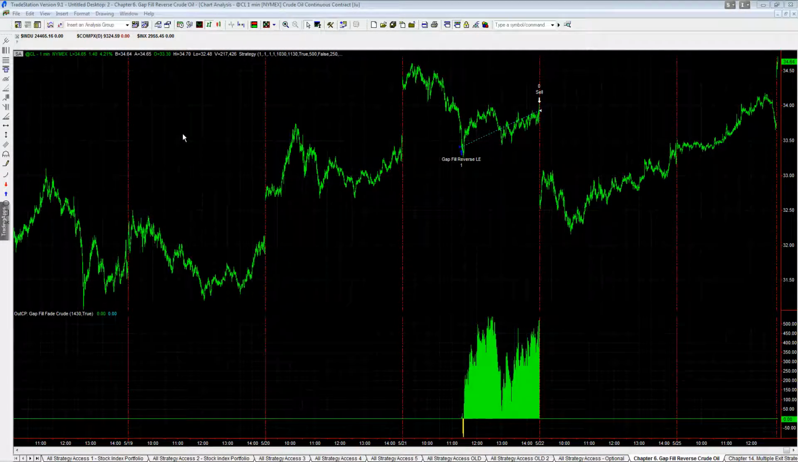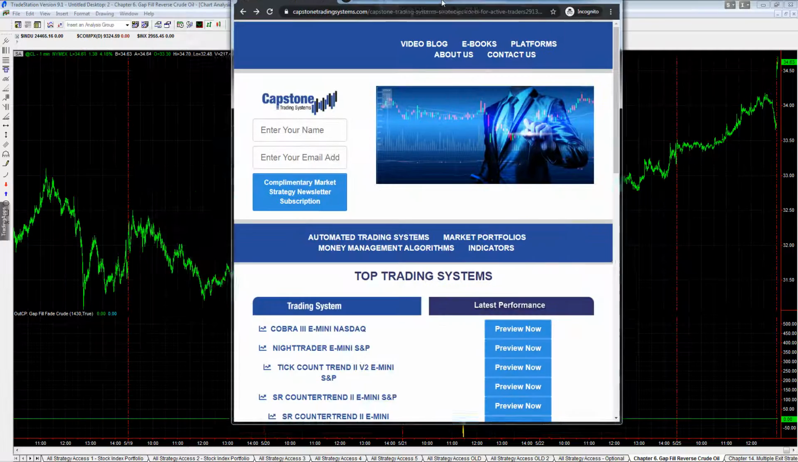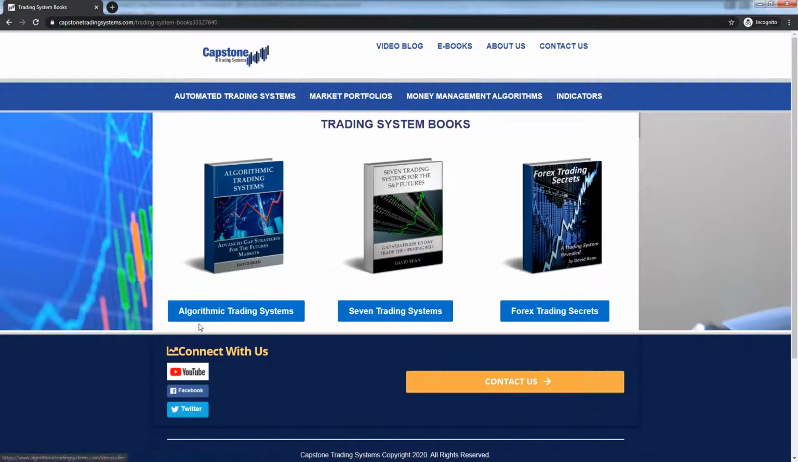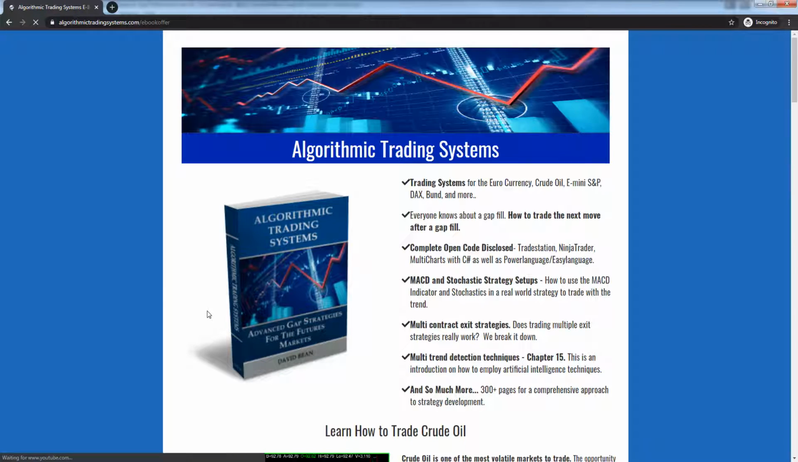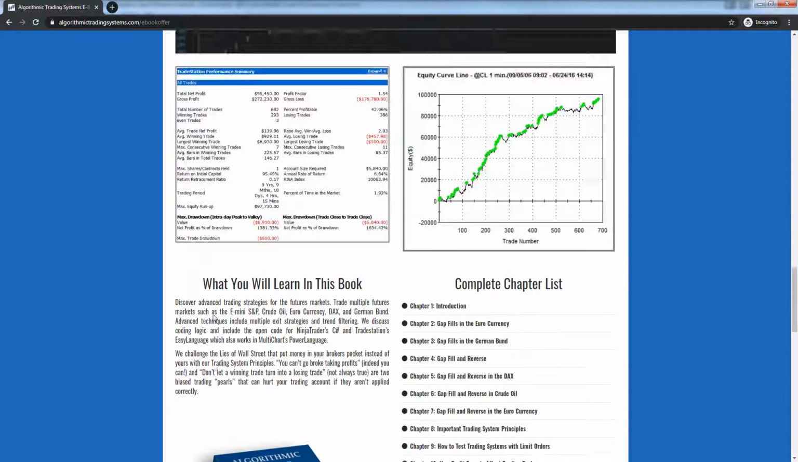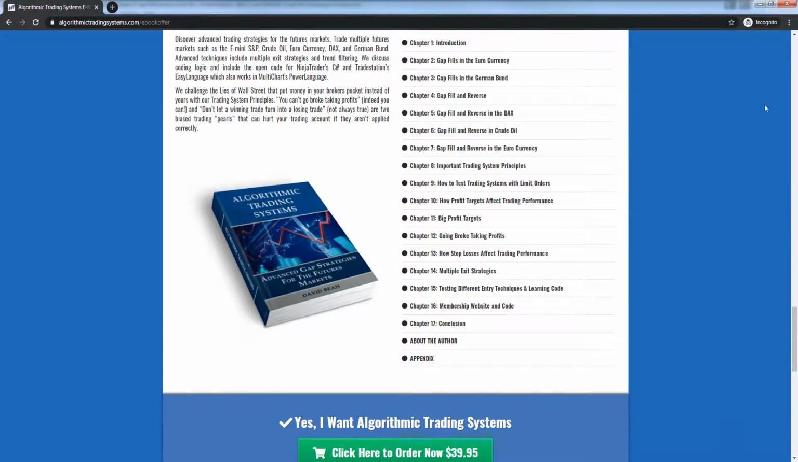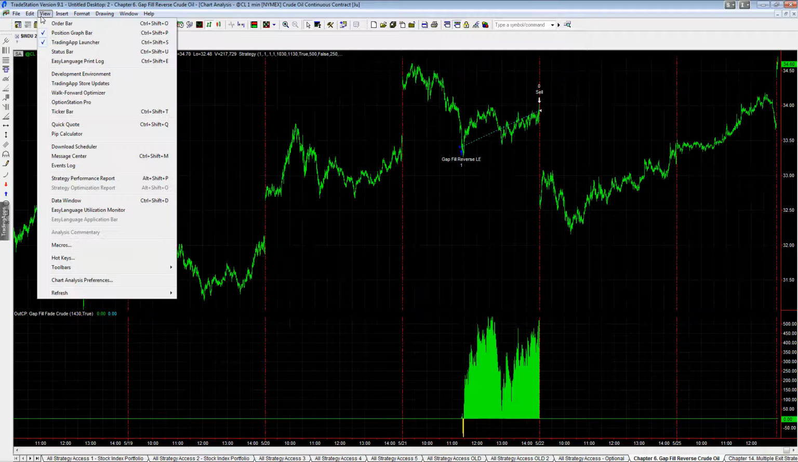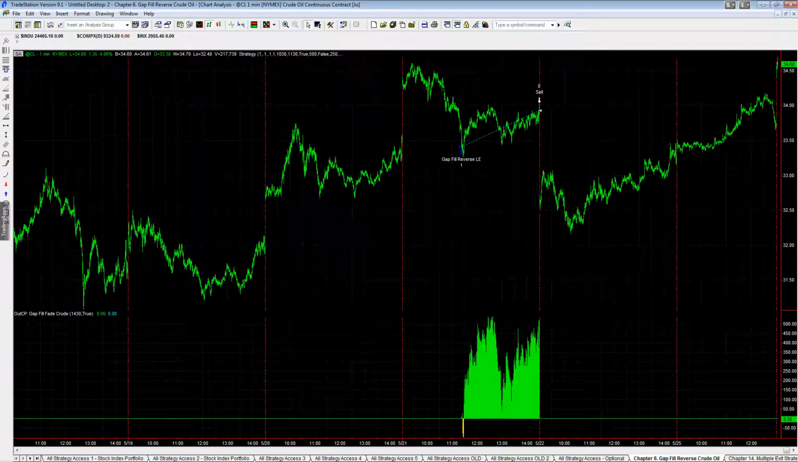Going back over the book I released in 2015, Algorithmic Trading Systems. Let's take a look. You can go to eBooks, Algorithmic Trading Systems, and you see a description of the book here, and it includes some open code from Chapter 6. And I want to show you the latest performance summary because it's at equity peaks for this book.